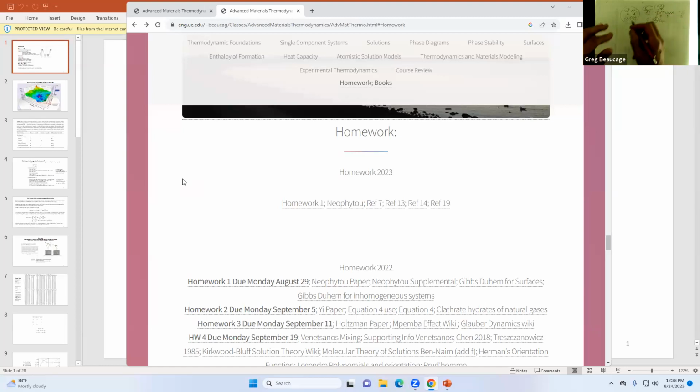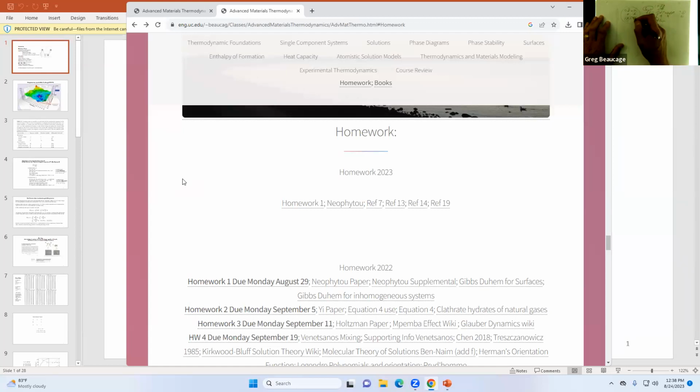And the other one is, where did that come from? You can get all the derivatives: dH is V dP plus T dS, and dU is minus P dV plus T dS. So you can get all four derivative equations from this.